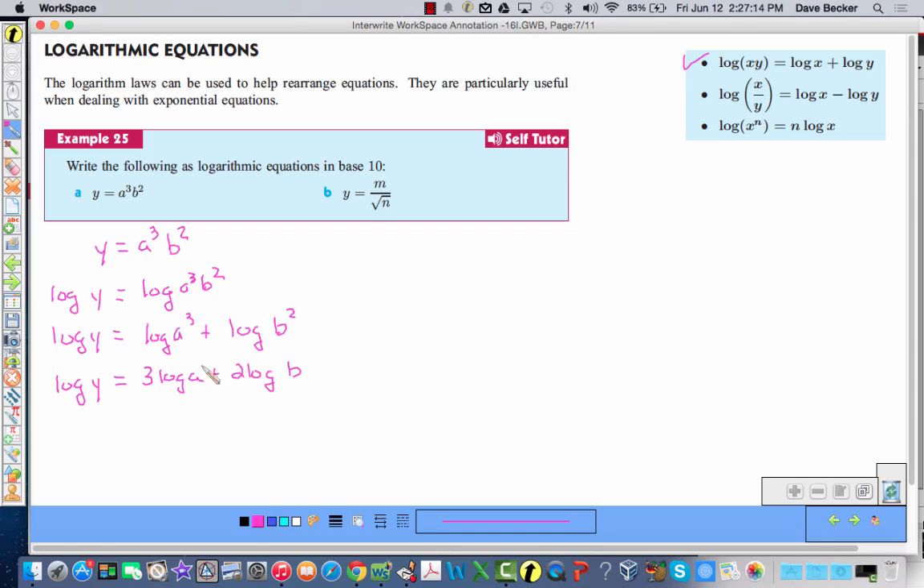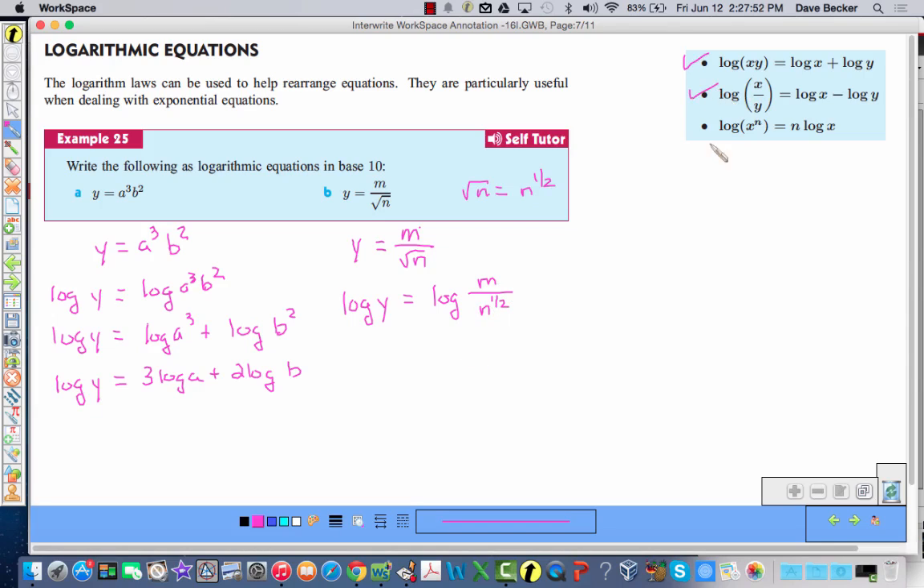So you need to be able to easily manipulate back and forth between logarithmic form and exponential form. So here for part B, we have y equals m over root n. So I know that root n is equal to n to the 1/2 power. So I'm going to make that substitution immediately when I write this. So I'm going to take the log of both sides. So that's going to be equal to the log of m over n to the 1/2 power.